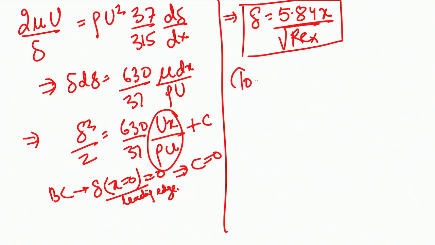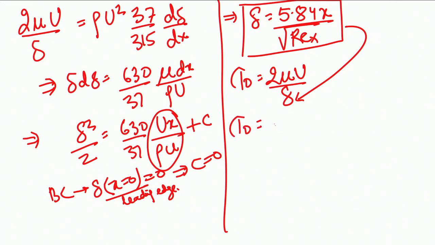Now you can obtain 2 mu capital U by delta. So delta is known from here and everything else is known, so you can obtain tau naught as 0.34 mu capital U by x under root Re x.